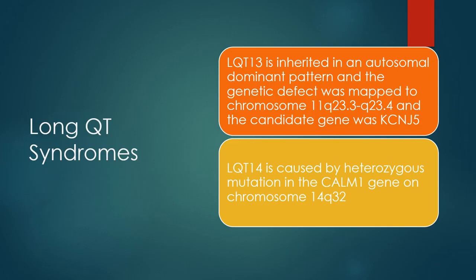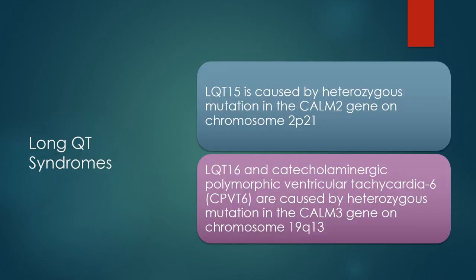LQT13 is inherited in an autosomal dominant pattern and the genetic defect was mapped to chromosome 11 and the candidate gene was KCNJ5. LQT14 is caused by heterozygous mutation in the CALM1 gene on chromosome 14. LQT15 is caused by heterozygous mutation in the CALM2 gene on chromosome 2. LQT16 and catecholaminergic polymorphic ventricular tachycardia 6 are caused by heterozygous mutation in the CALM3 gene on chromosome 19.